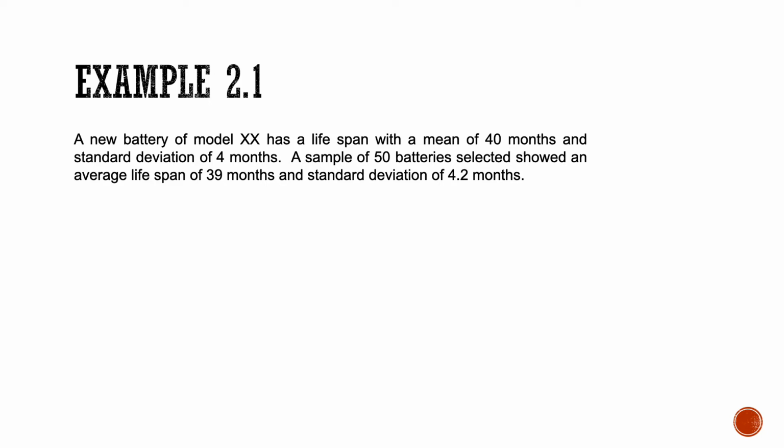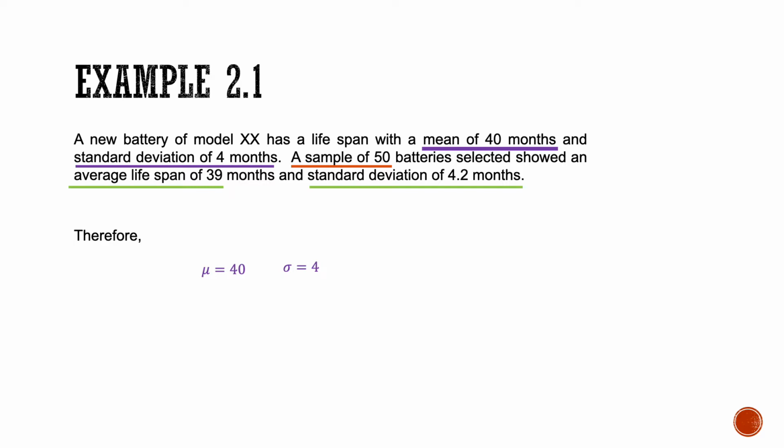Okay, let's figure out the information here. So we have a mean equal to 40 and standard deviation of 4 months. These two values are referring to the population because there is no sample mentioned in the first statement. Second statement, a sample of 50 batteries selected showed an average lifespan of 39 months and standard deviation of 4.2 months. So 39 months here is referring to the value for the sample of 50, and also the standard deviation is referring to the sample of 50.